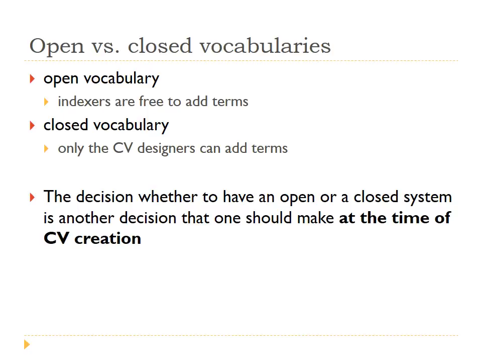So that means if you are performing your subject analysis on a particular book in your library and there's not a term in the vocabulary that covers it, you can't just add something in there. You have to contact the designers of the CV and have them add it in for you. This decision is one that really needs to be made when you're creating the vocabulary. How are you going to treat new terms? Are you going to let anybody, any indexer, any cataloger, add a new term? Or are you going to make them contact you or the organization that you're working with to add a new term? So you want to decide that early on. It's not a decision you want to be making down the line.